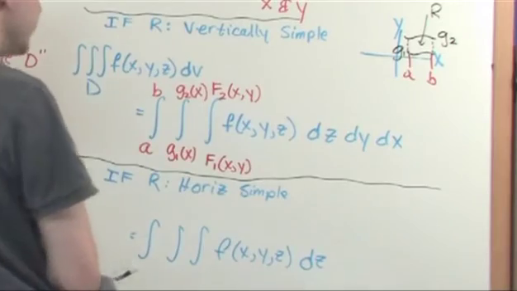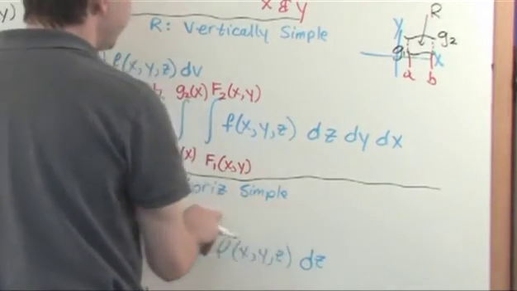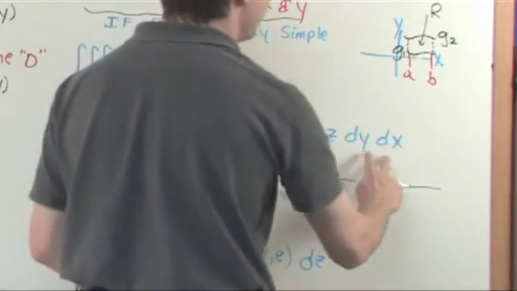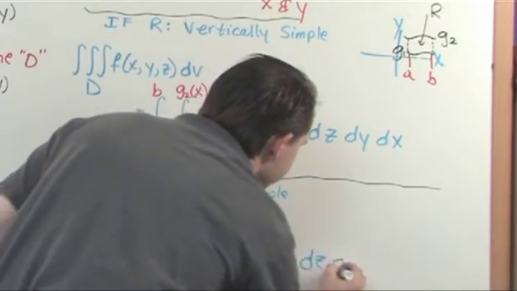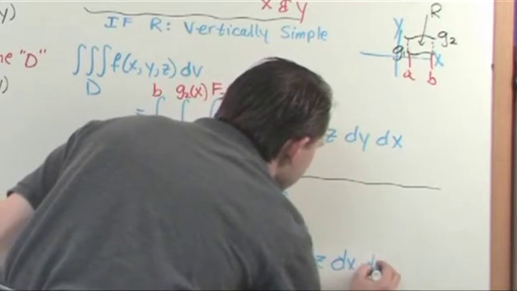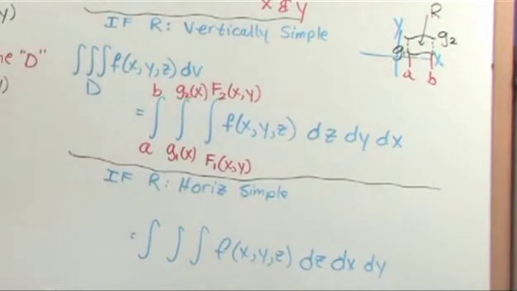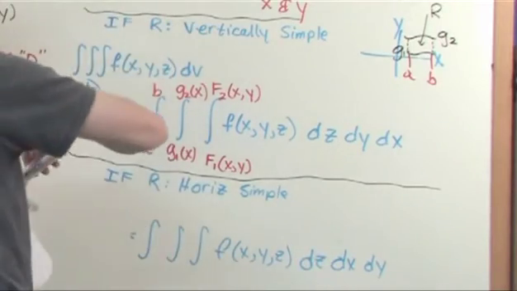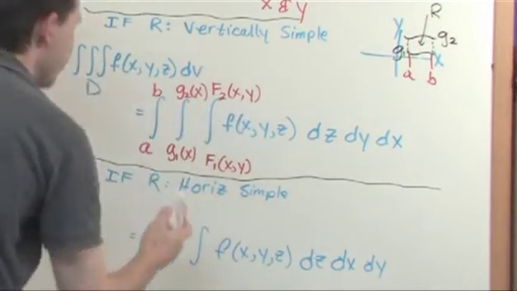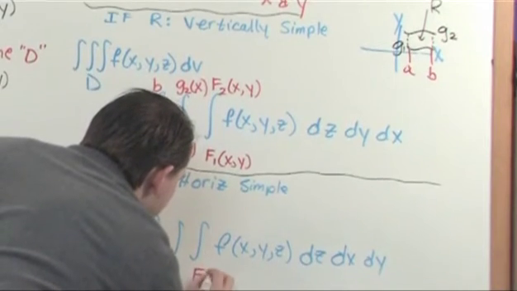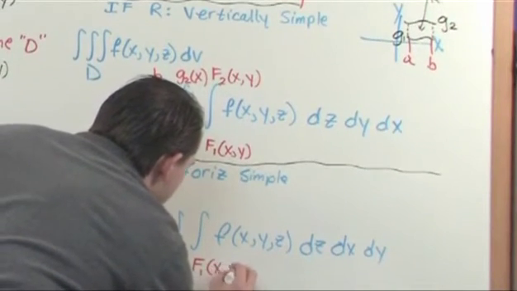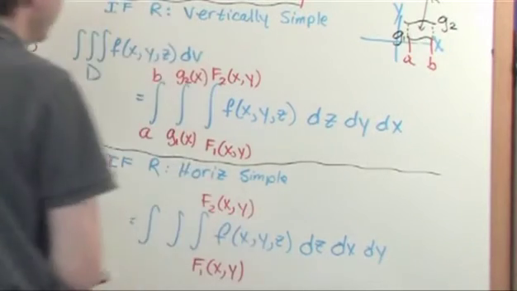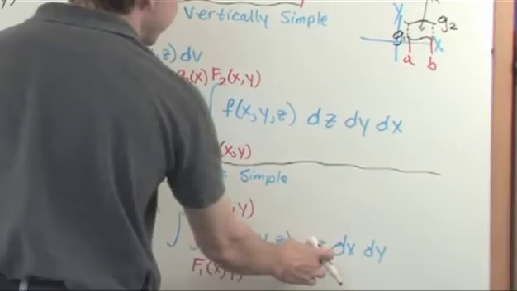The only difference is, if you remember back to your double integrals, when you had the difference between vertically and horizontally simple, the only real difference was you switched the order. So here you'd be integrating along dx first and then along dy. You flip the order. The inner integral is going to have the exact same limits of integration as before. You integrate from that lower surface to the upper surface, so it's going to be f1 of x and y up to f2 of x and y. That's the limit of integration corresponding to z.